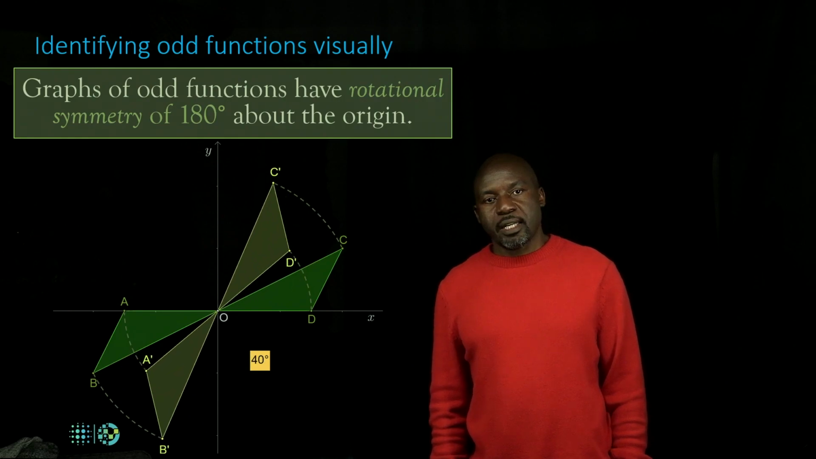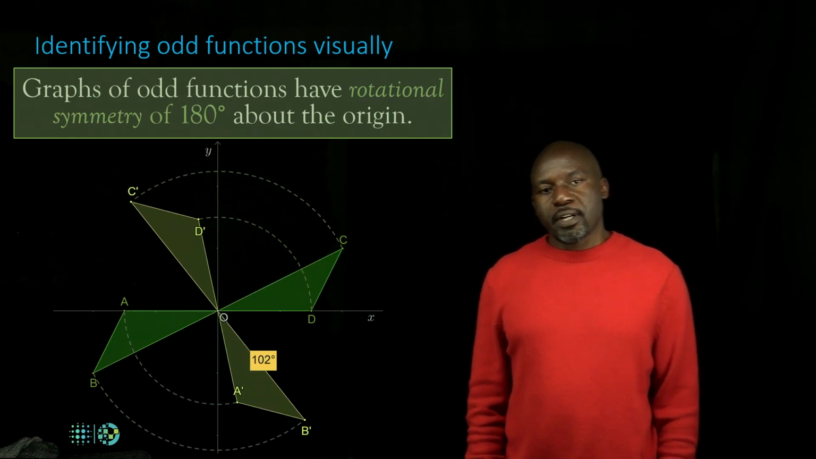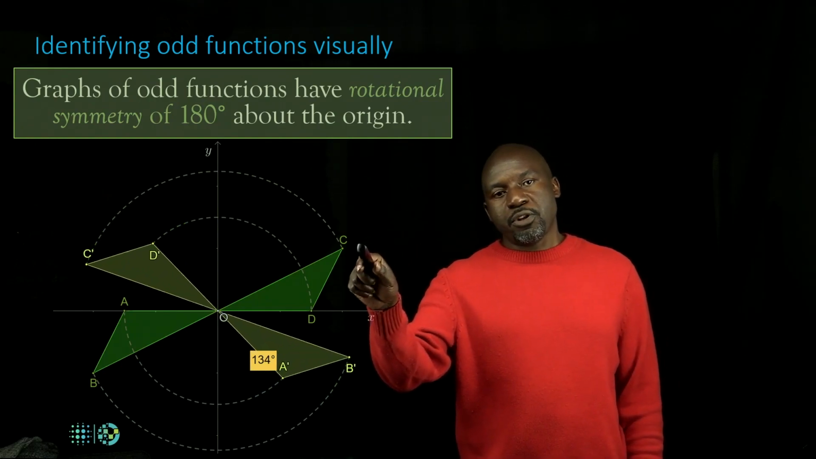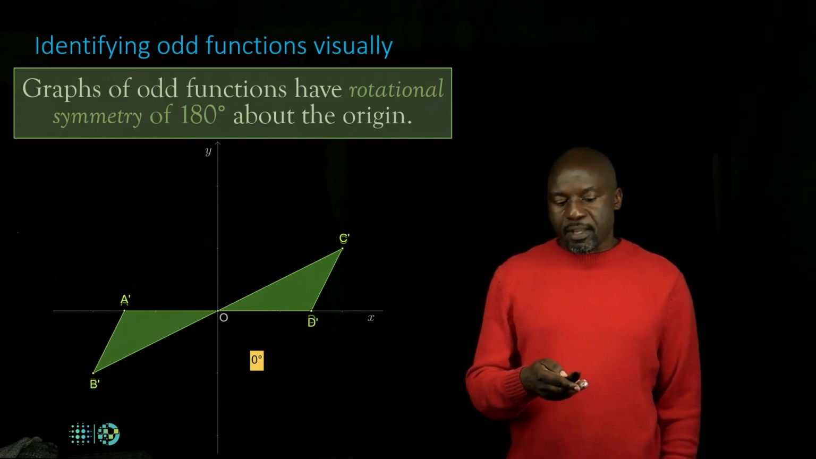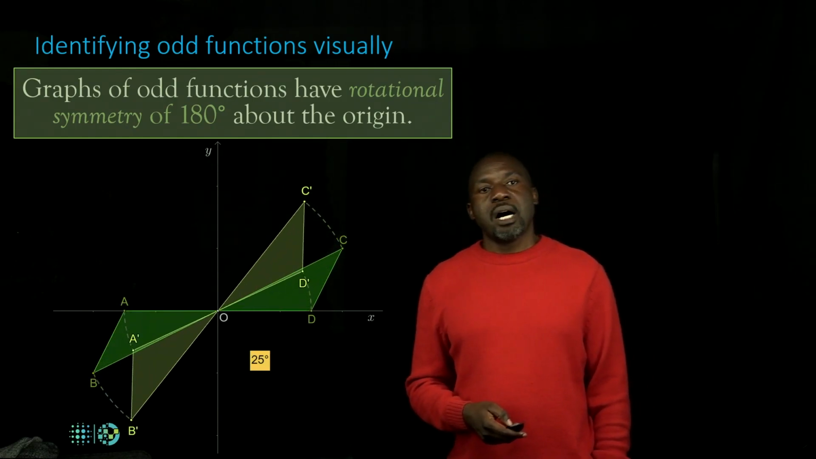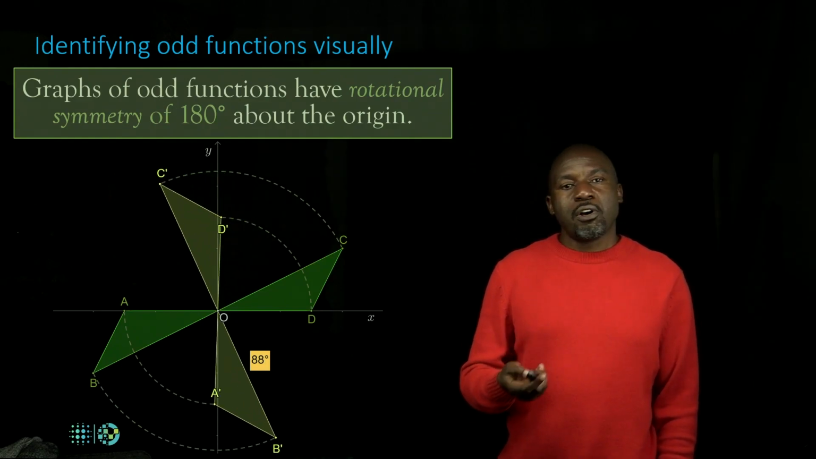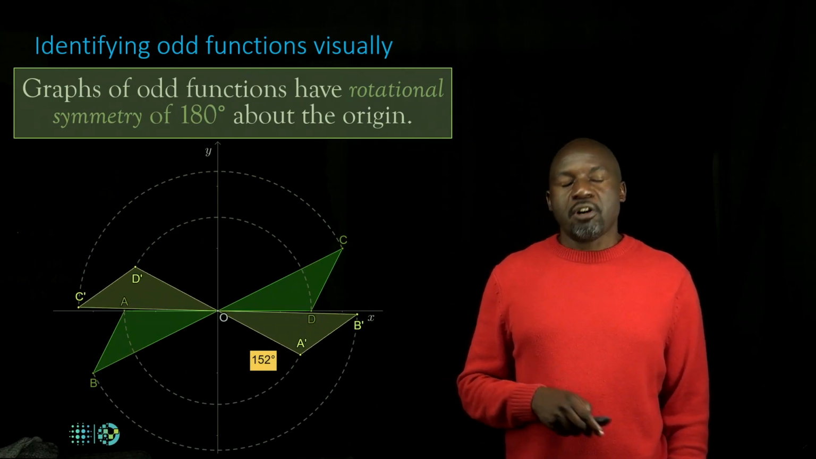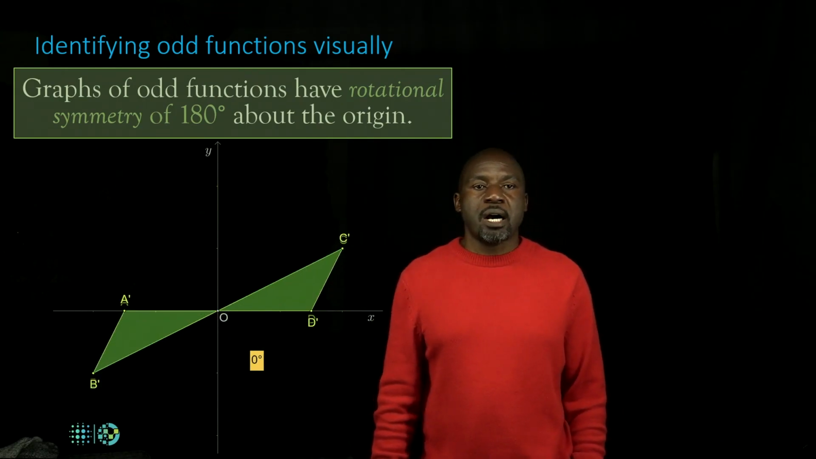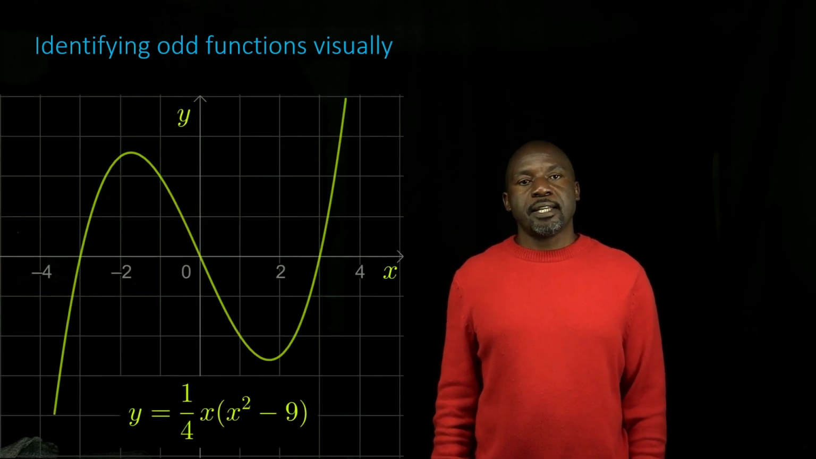Okay, so here is a demonstration of what I mean by a rotational symmetry. Once point C moves through 180 degrees, the graph maps onto itself. And this is what is unique about odd functions. So all odd functions will have a rotational symmetry of 180 degrees about the origin. Okay, let's see that.